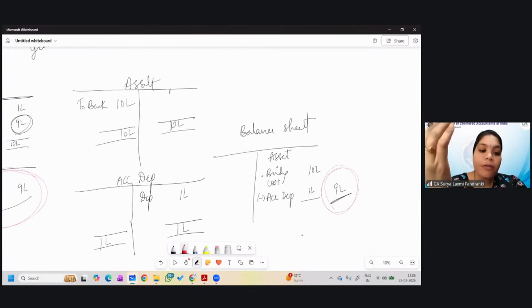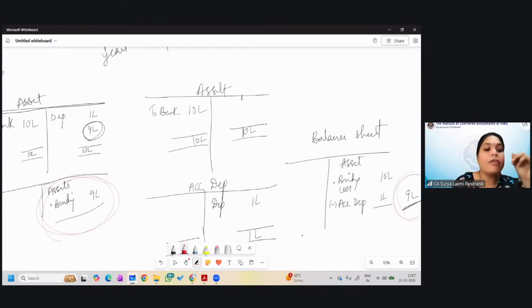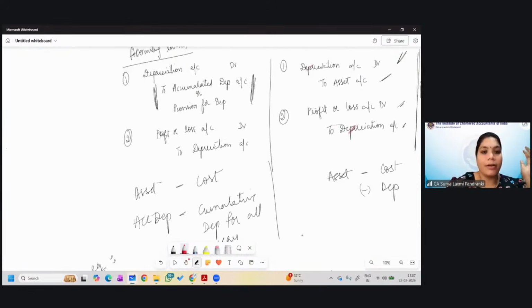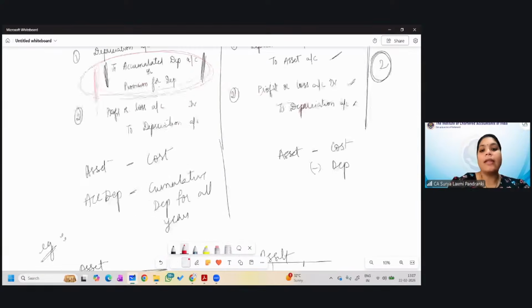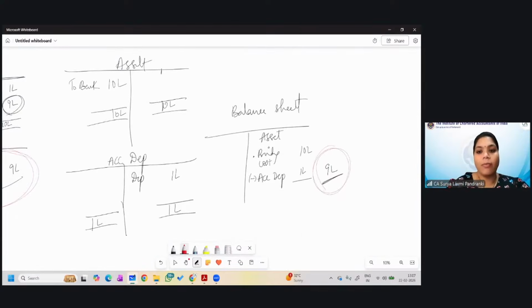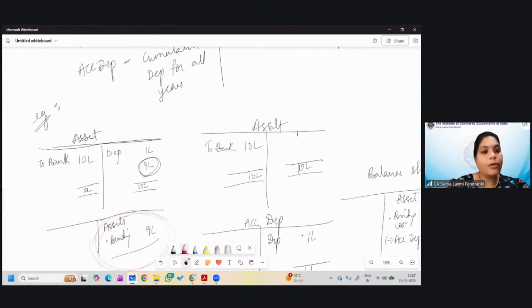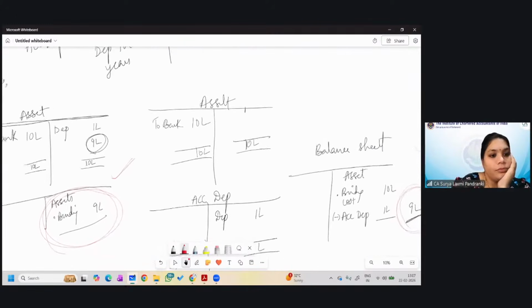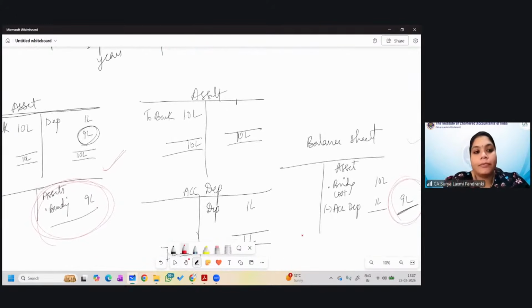You're showing the cost of the building and accumulated depreciation separately, or you're showing a net figure. That is what matters. So this is what I have done here. If you're using an accumulated depreciation account or provision for depreciation account, then this will be the way you have to present it in your balance sheet. If you are directly taking it to the asset account, this will be the presentation. Am I clear? Asset or building, whatever it might be, I just took an example. Don't worry about that. Are we clear?